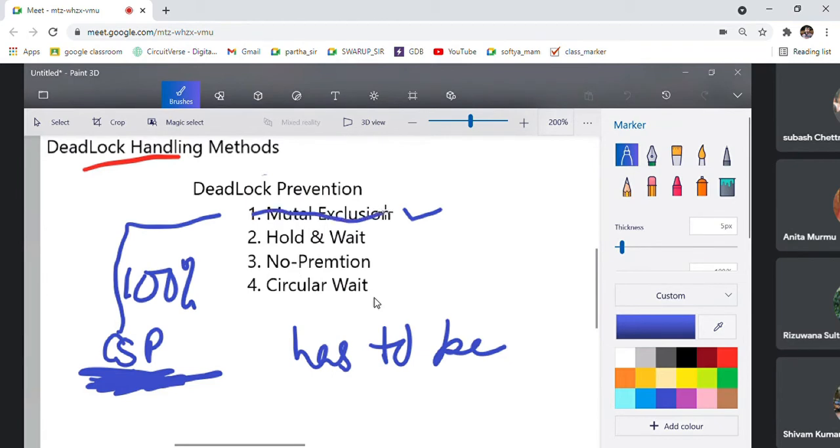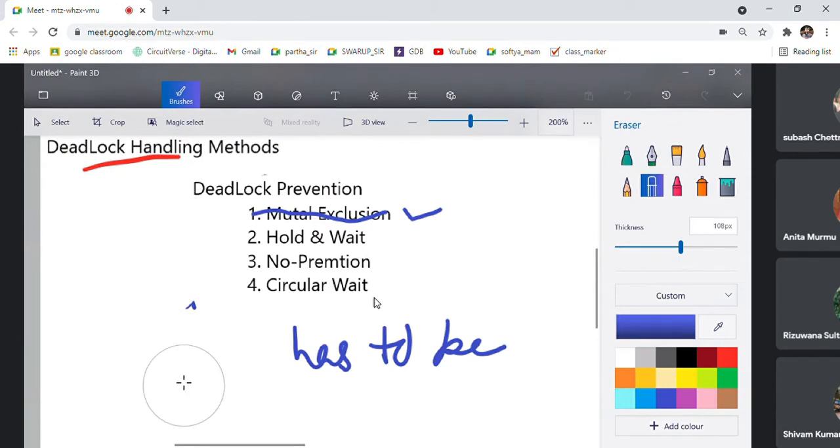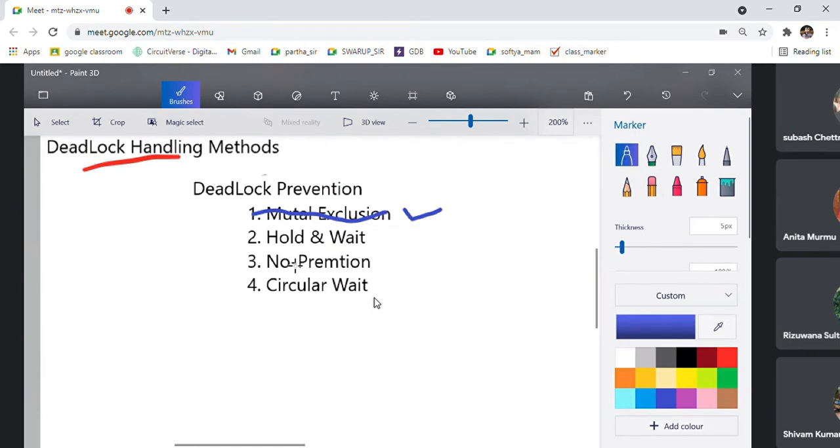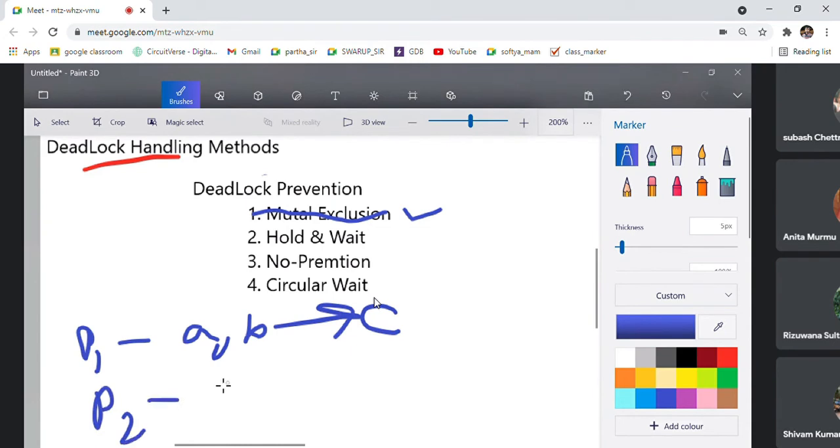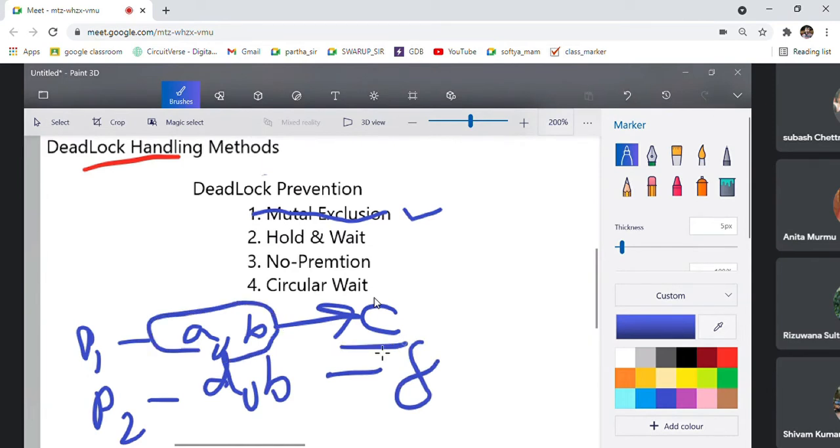So let's try to prevent hold and wait from occurring. Let's see how. You design your protocol in a way that hold and wait does not occur. How can we make sure of that? Let us say P1 has resources A, B, and it is waiting for C. P2 has D, B, and it is waiting for F. So it holds D and B, and it is waiting for F.